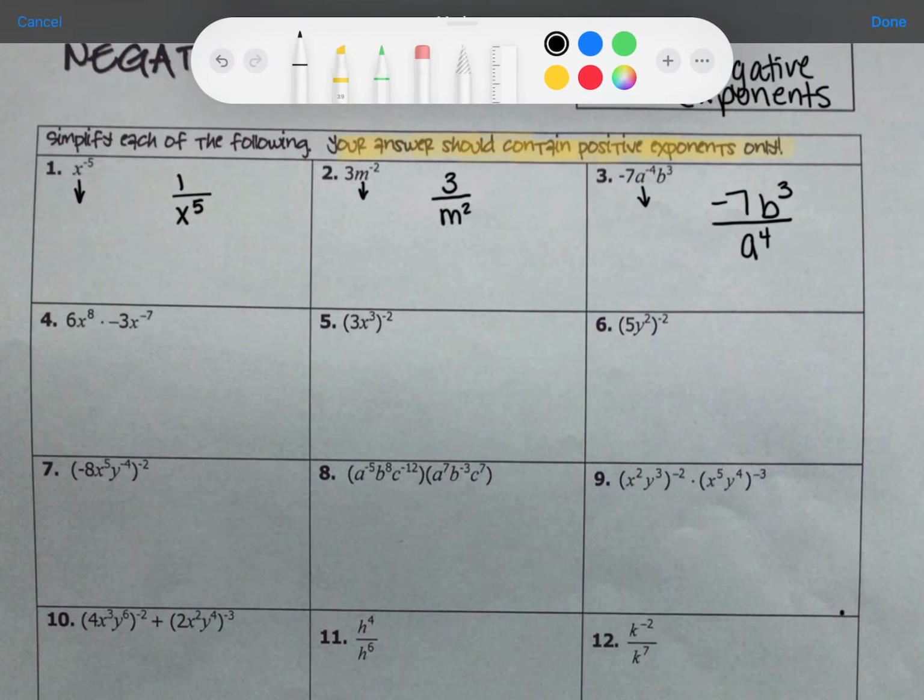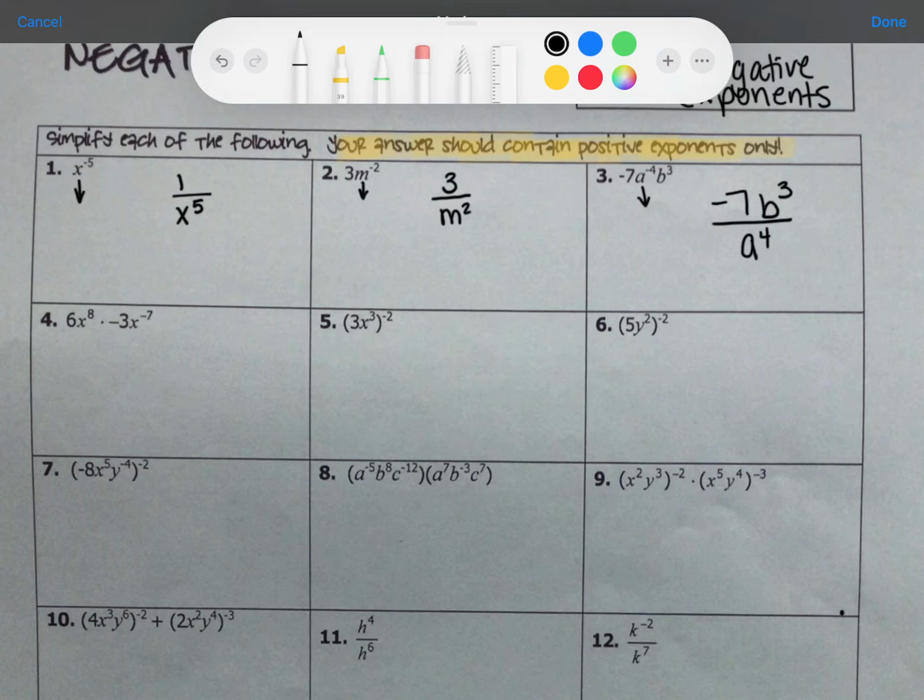Okay, so let's take a look at number 4. We're multiplying here. Why don't you give it a try? See what you can come up with. All right, think you got something?